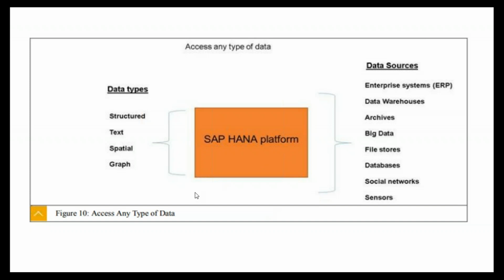Because our SAP HANA database is extremely powerful and fast. Access any type of data. Structured, text, spatial, graph, any kind of data we have in the SAP HANA platform. So we have data sources: enterprise systems, data warehouses, archives, big data, file stores, databases, social networks, sensors. These are all the different data sources from which we can get data into the SAP HANA platform. We can have structured data, text data, spatial data, and even graphical data can be stored in the HANA platform.